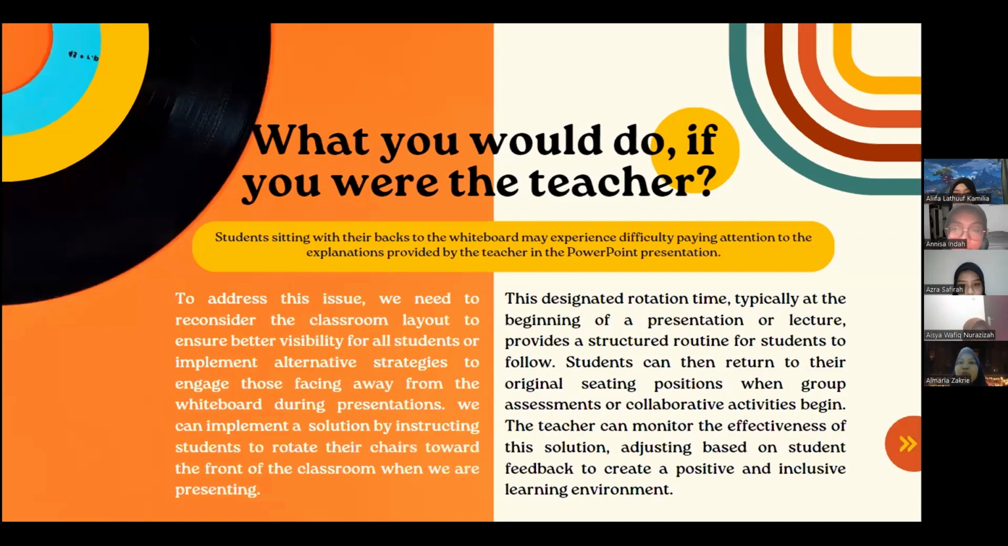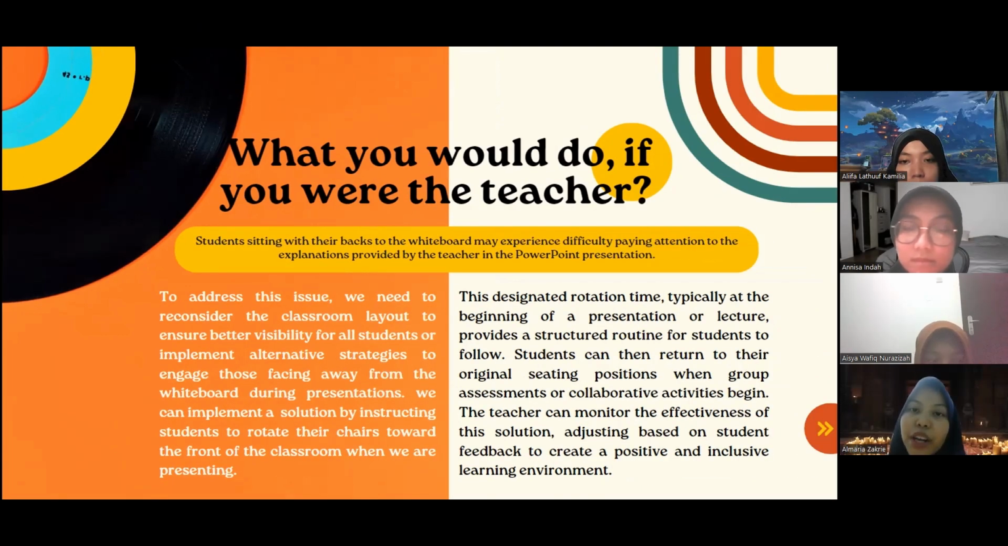Next, we move to the solution. First one is for the problem: students sitting with their backs to the whiteboard may experience difficulty paying attention to the explanation provided by the teacher. So to address this issue, we need to reconsider the classroom layout to ensure better visibility for all students, and implement alternative strategies to engage those facing away from the whiteboard during presentation.